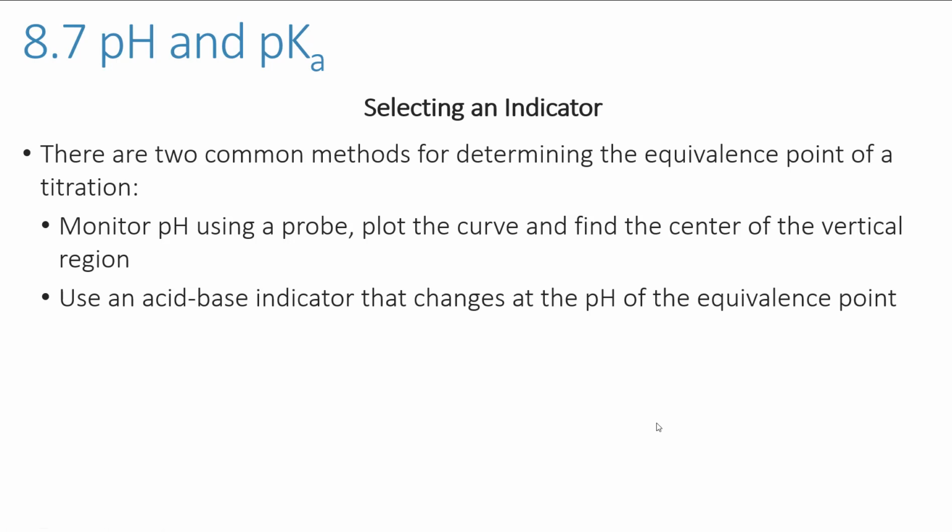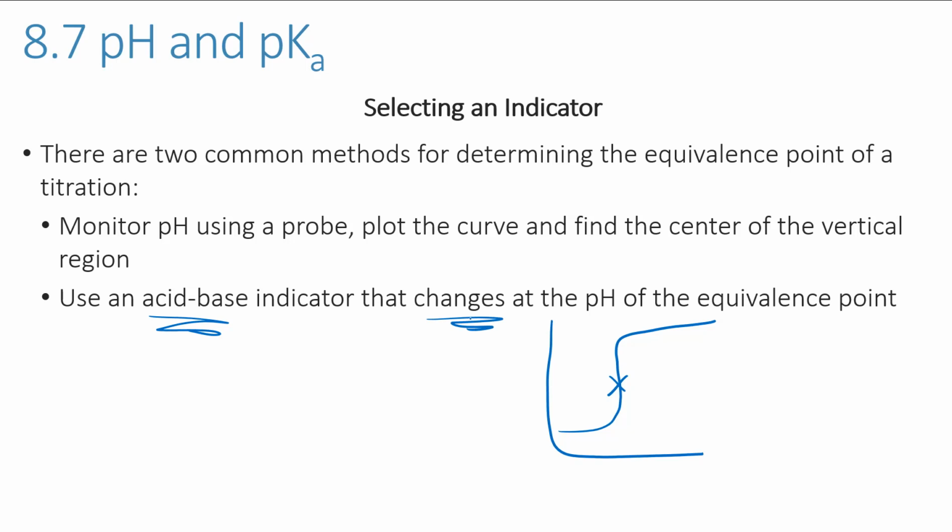Now, this is useful information for selecting an indicator whenever you do an acid-base titration or just any reaction where you need to use an indicator to track pH. So there are two common methods for determining the equivalence point of a titration. We can monitor the pH using a pH probe, and so we get our curve that looks like this, our angry snake curve, and right in the middle of that vertical component is my equivalence point. Or we can just use an acid-base indicator that will change color at the pH of the equivalence point.